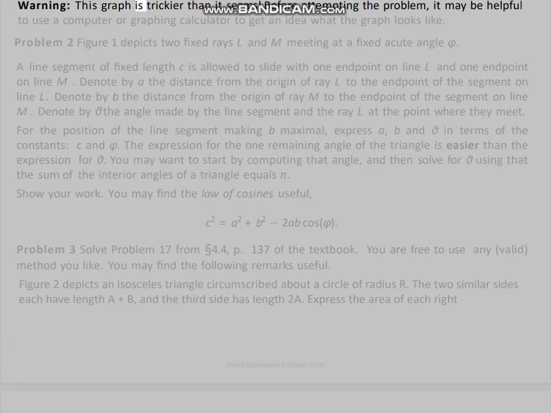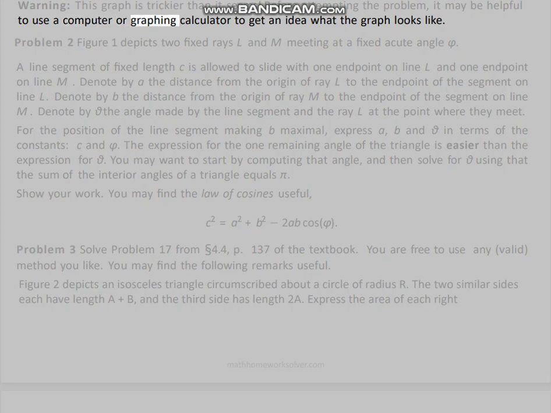Warning: this graph is trickier than it seems. Before attempting the problem, it may be helpful to use a computer or graphing calculator to get an idea what the graph looks like. The sum of the interior angles of a triangle equals pi. Show your work. You may find the law of cosines useful: C² = A² + B² - 2AB cos phi.